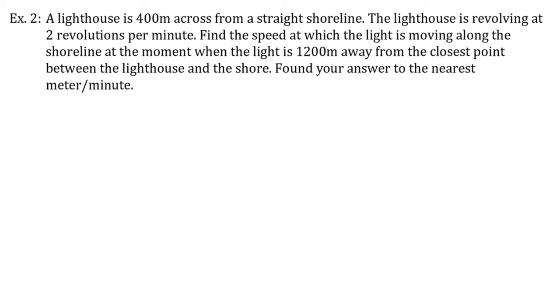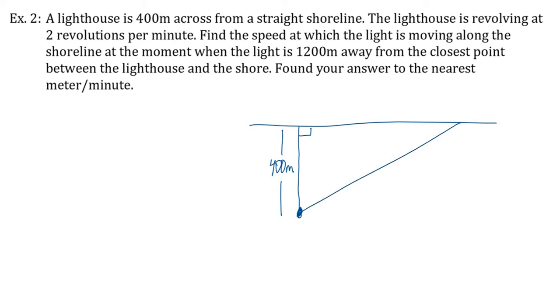So again, we're going to go ahead and draw this. I'm going to draw the shoreline here, and I'm going to draw a lighthouse out here. It says it's 400 meters apart, so that's good, always at a right angle. So there's my 400 meters from there to there. Now there's 1,200 meters where the light is actually shining. So this point, which I will call x, equals 1,200 meters.